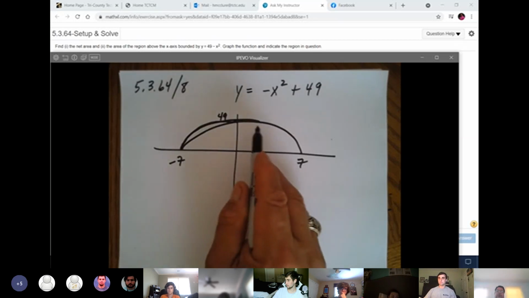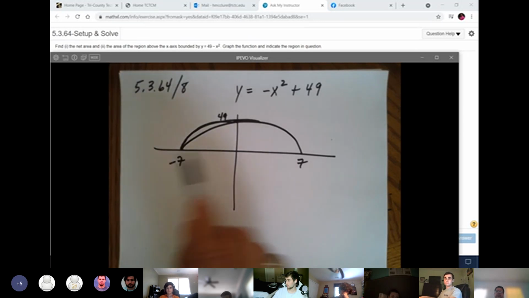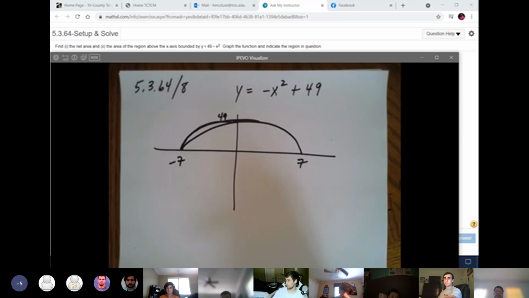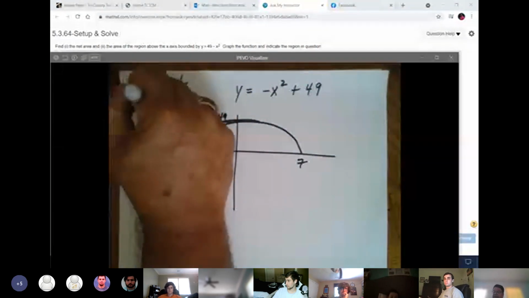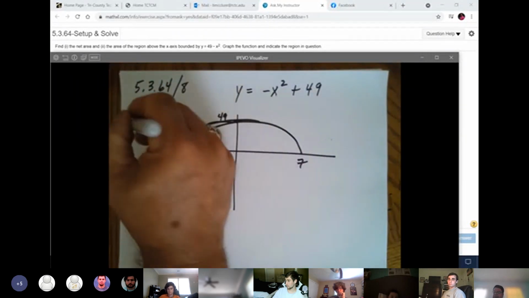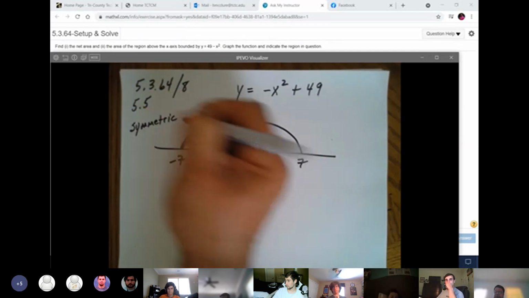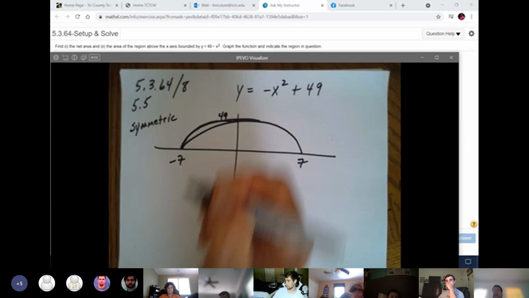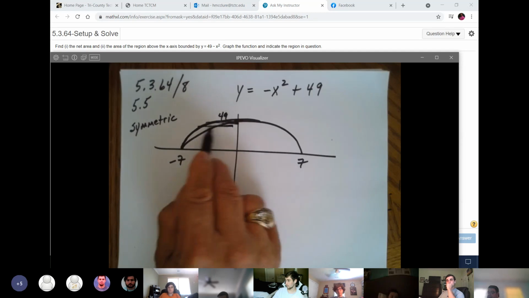Somebody tell me what's unique about this function. What's unique about this function? It's symmetrical. And 5.3 and 5.5 talk about symmetrical. And I don't know how to spell symmetric, but it looks good, so I'm going to say that. Symmetrical. That means that this is the mirror image of this.